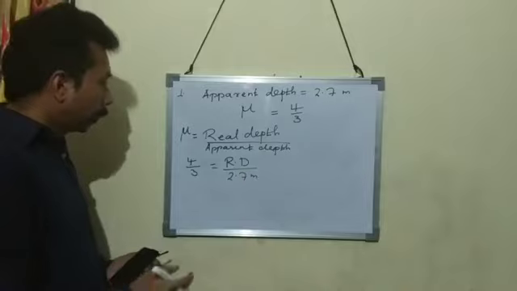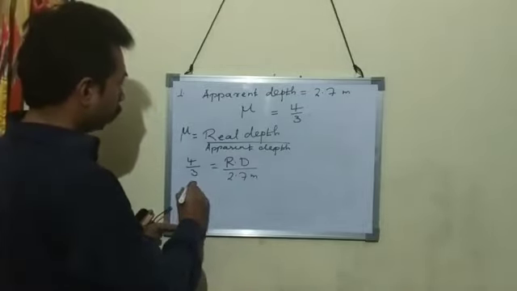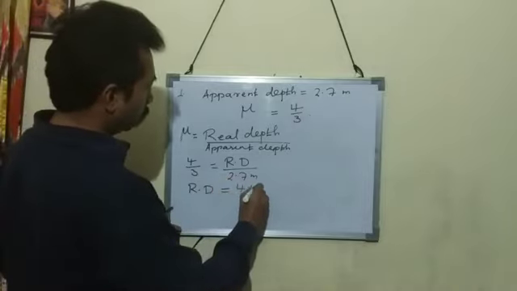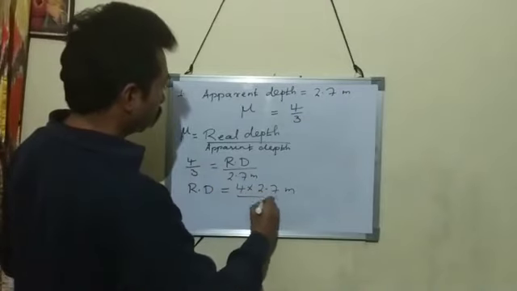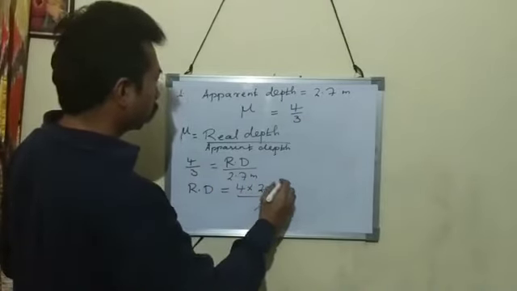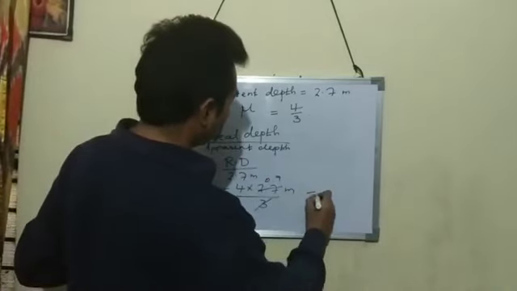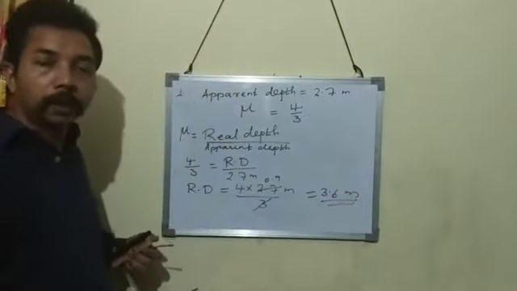Then cross multiplying and solving, real depth will come 4 into 2.7 meter divided by 3. 3 and 2.7 we got 0.9. 0.9 into 4 is equal to 3.6 meter. So this is the real depth.